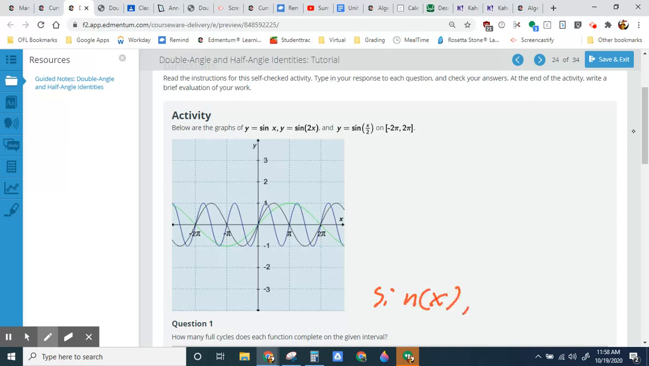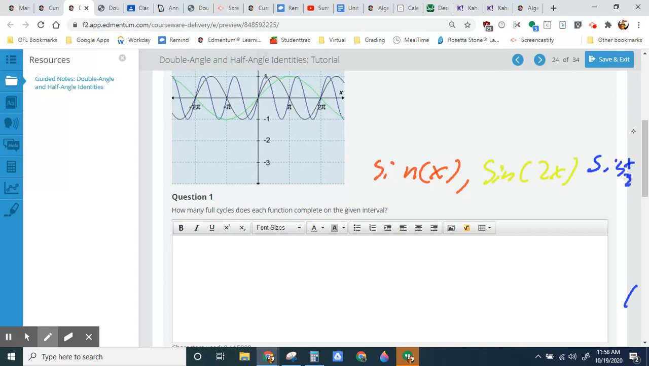So we have sine x, and then the other formulas are sine 2x, and sine x divided by 2. Okay, so how many cycles does each one have? If I'm looking at a regular sine from 2 pi to pi, they're all cramped together. If I'm multiplying this by 2, my x's are growing faster, all my inputs are growing faster. It's kind of the opposite. If I'm dividing by 2, my period becomes shorter because I'm multiplying my x's.